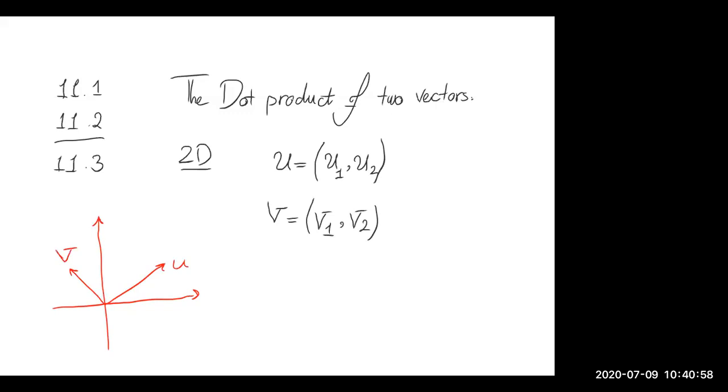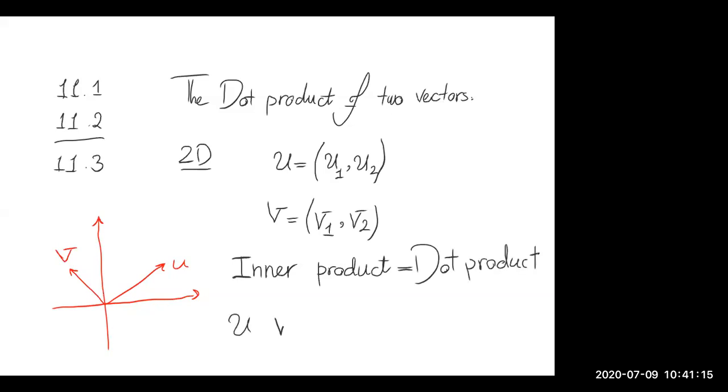The inner product or dot product are two names for the same thing, inner product or dot product of these two vectors u and v, which we show with u dot v, is equal to u1 v1 plus u2 v2.